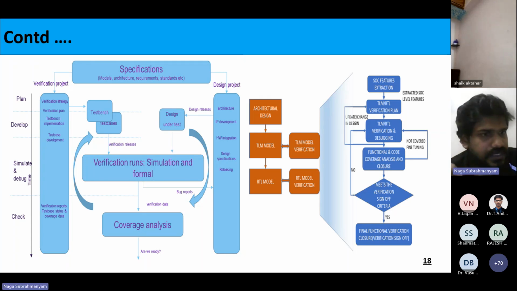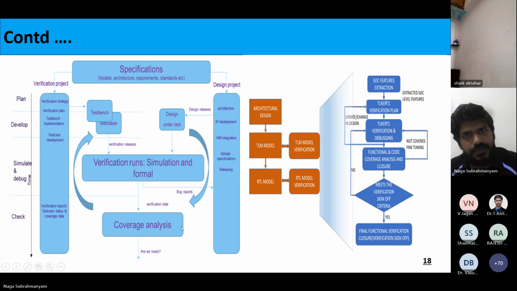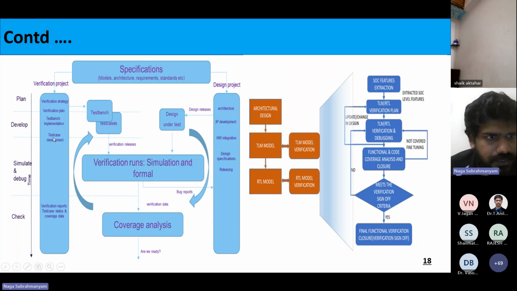So for you to understand, here we will plan it and we will develop it, and we will pump the data into the design and check whether the coming data is correct or not. At the end we will do the coverage analysis. Here this is your verification part, this is your design part. So from the test bench, test cases will go.